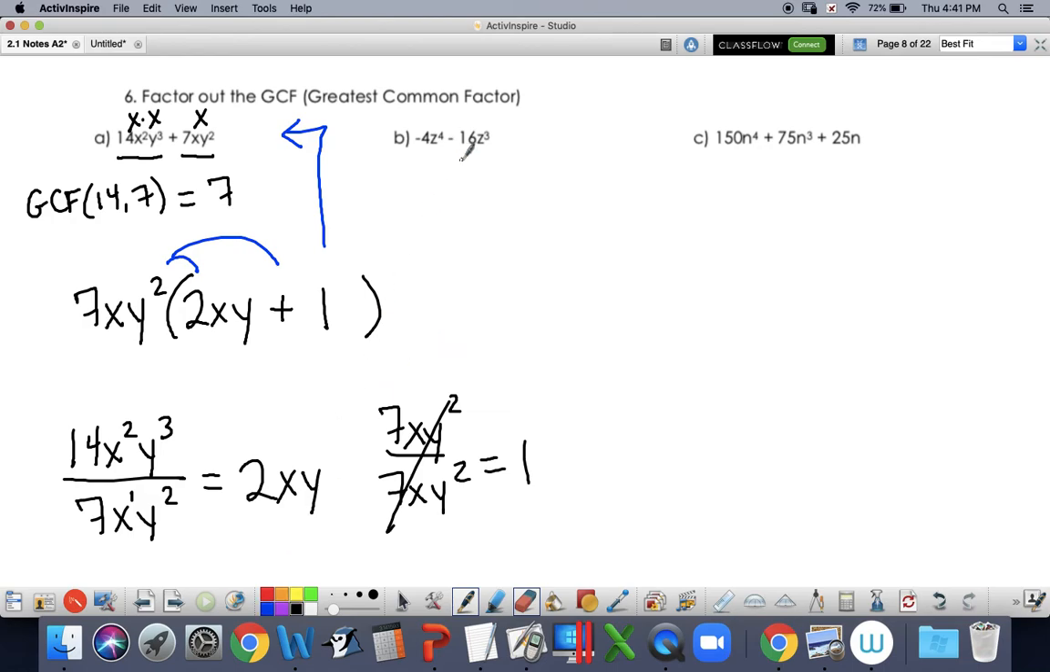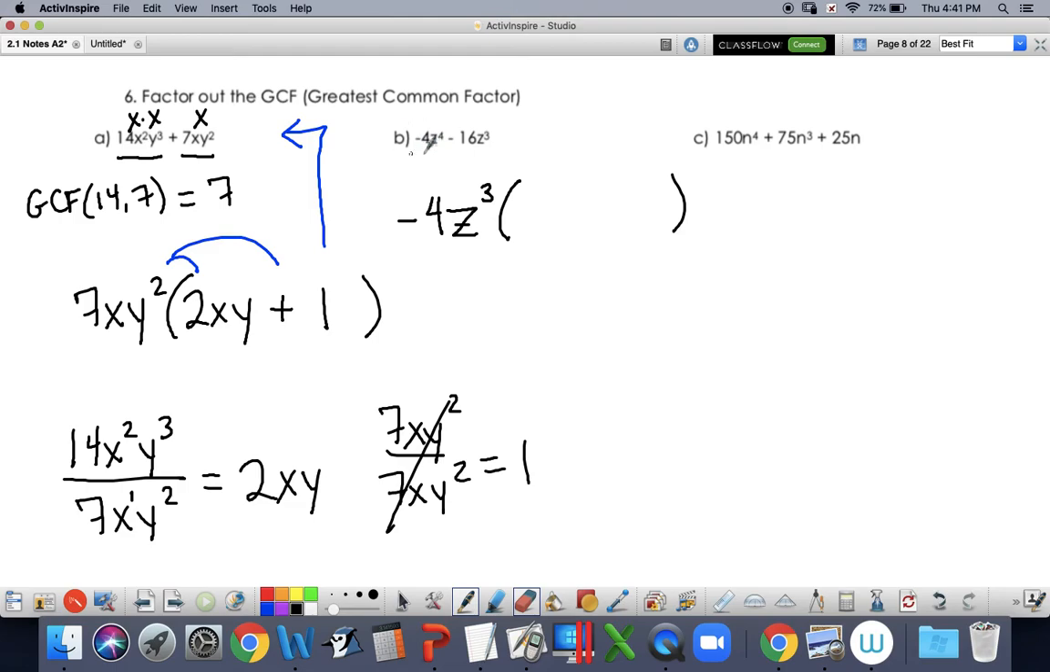Right, let's move on to our second example. I have a couple of negatives, right? Negative 4z to the fourth minus 16z to the third. What is common between these two is a negative 4. So I'm going to factor out a negative 4. This term has 4 z's. This term has 3 z's. So I'm going to take out the lowest exponent, which is z cubed. And I have to see what is left over with the terms that I have left.